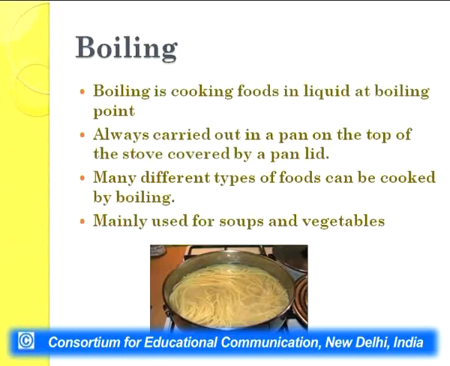First of all is boiling. A very simple method, everybody knows boiling: we cook something in water and bring the temperature to boiling point. So that is basically boiling. Boiling is cooking food in liquid at boiling point, always carried out in a pan on top of the stove covered by a pan lid. Many different types of food can be cooked by boiling, mainly used for soups and vegetables. Usually we cover the pan, and sometimes we do not cover the pan when we need to make the food free from certain elements, which usually hinder our digestion.